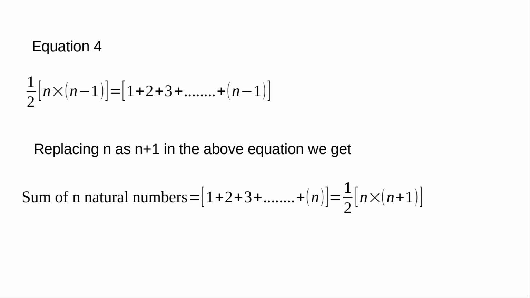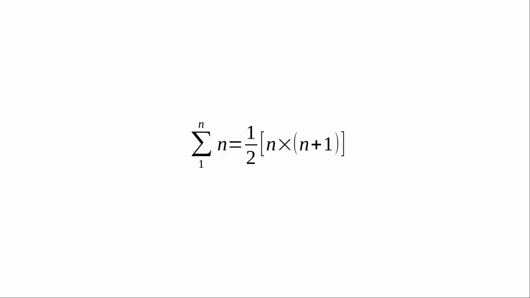This proves that the sum of the first n natural numbers is nothing but half into n into (n plus 1). There, this is the final form in which we write.